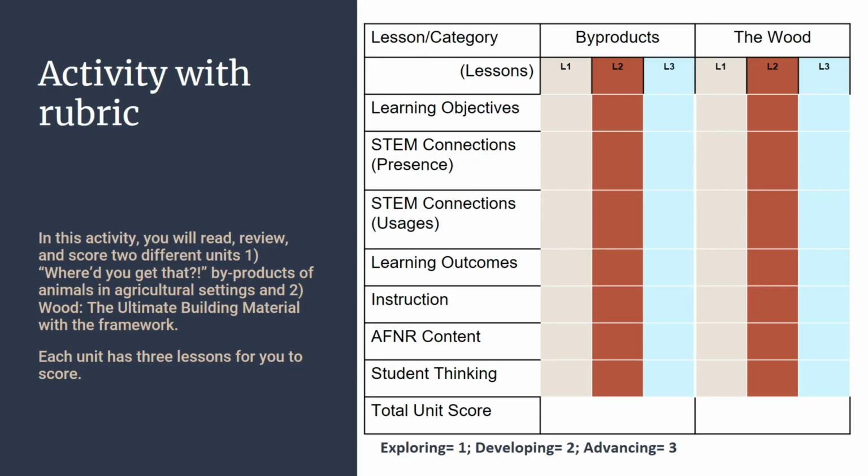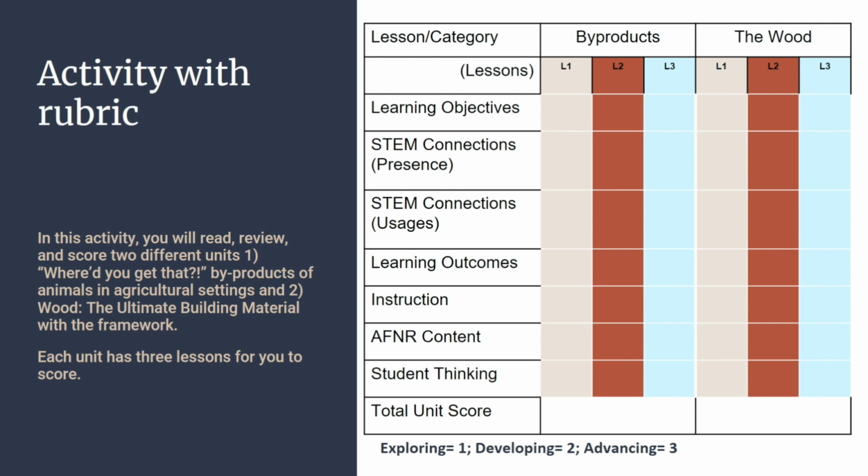So here is our activity now. Let's use the framework to examine those 2 mini units. You can also download the framework in the resources. You will read, review, and score the 2 different units, byproduct and wood, by using the framework, which has 7 categories. Please see the table on the right-hand side of the slide.